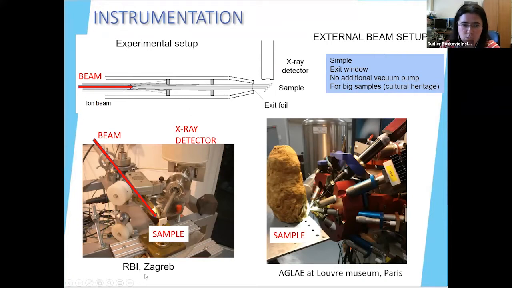So here you can see one experimental setup that is at the Ruđer Bošković Institute, which is rather simple. So here is the beam, here is the exit foil, the sample, and the detector. But you can also have a more complex system like this, which is at the Louvre Museum in Paris, where you have multiple detectors, helium flow, additional detectors, for example, for RBS, then for positioning and so on.